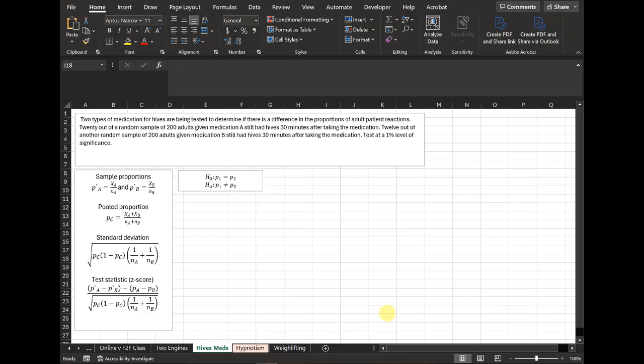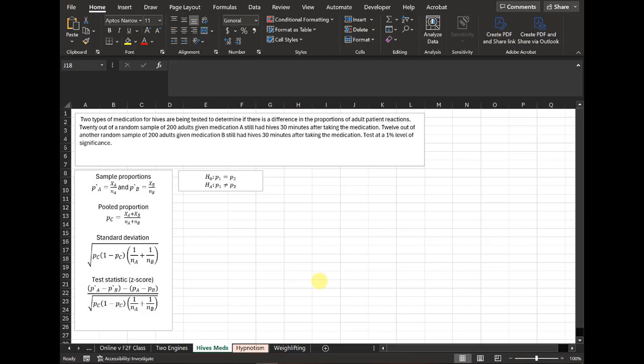So two types of medication for hives are being tested to determine if there is a difference in the proportions of adult patient reactions. 20 out of a random sample of 200 adults given medication A still had hives 30 minutes after taking the medication, and 12 out of another random sample of 200 adults given medication B still had hives 30 minutes after taking the medication. So we're going to test at a 1% level of significance.